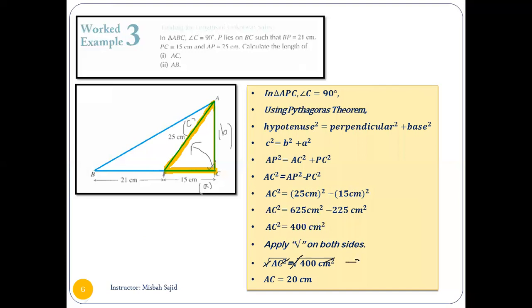Now you may use a calculator on this step, and the square root of 400 is 20. So AC is equal to 20 centimeter. So the length of AC is equal to 20 centimeter. I hope this is clear to you. Next we will find the length of AB.